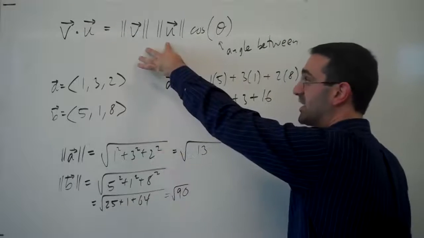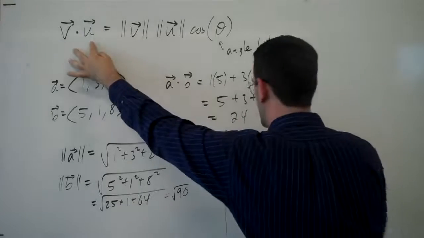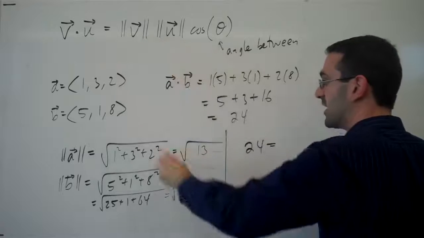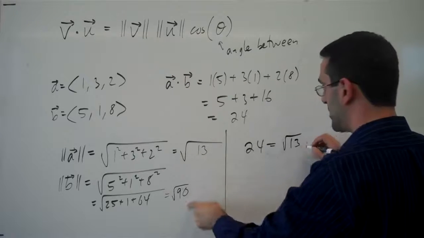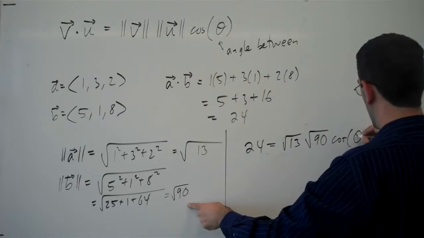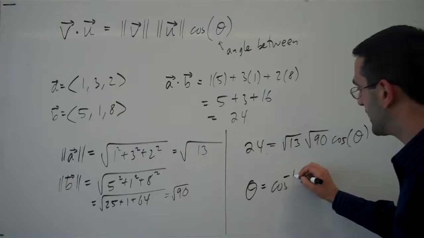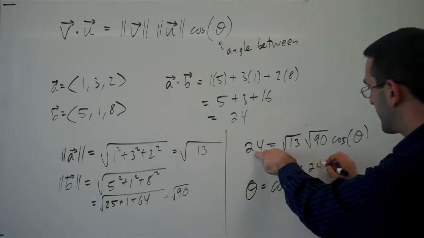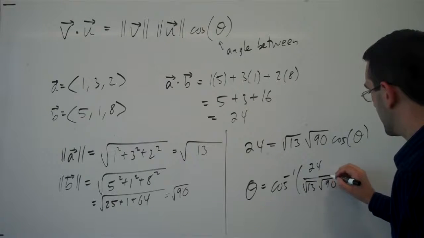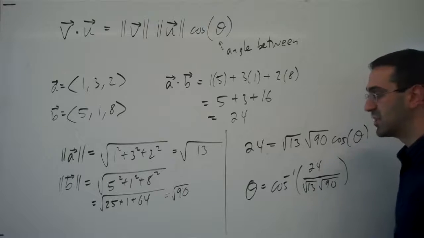And so now using that in my dot product formula, we know that the dot product of 24 is equal to the magnitude of the first vector times the magnitude of the second vector times cosine of the angle between. And so the angle between these vectors would be the inverse cosine of 24 divided by root 14 root 90. Okay? And so the cosine inverse will give me the angle between these vectors.